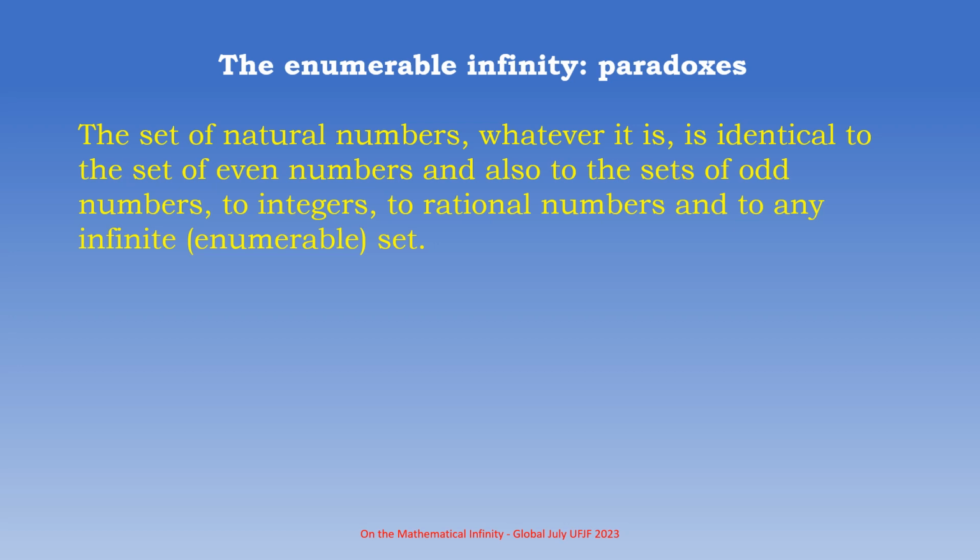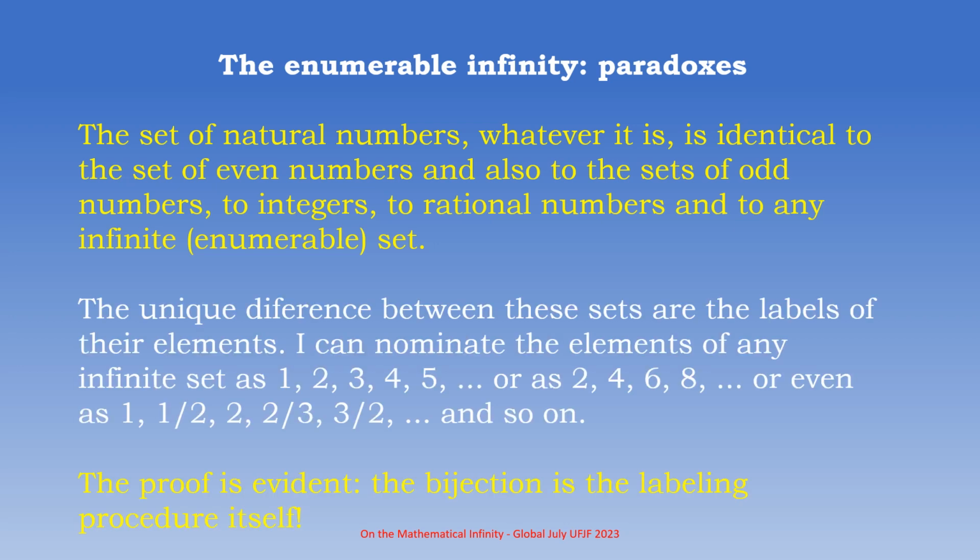All these sets we are talking about are the same, are just one set, right? Because the unique difference between these sets is an apparent difference. Because the unique real difference between these sets are the labels of their elements. Their elements have different labels.